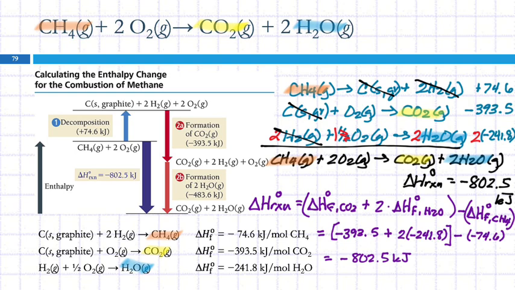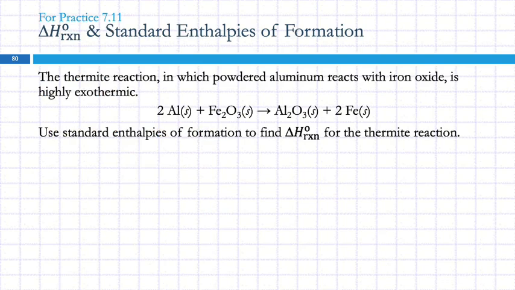Any questions? Let's do an example. The thermite reaction in which powdered aluminum reacts with iron oxide is highly exothermic. It's a very spectacular reaction. Use standard enthalpies of formation to find delta H for the thermite reaction. So what we're going to do here, we're not going to add up equations because we now know we don't really have to do that.